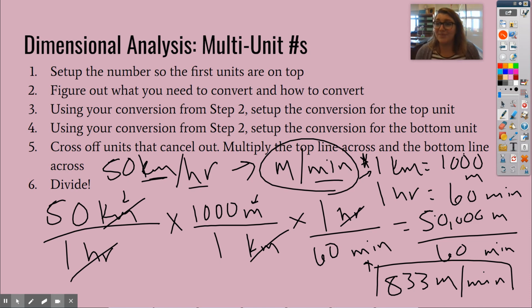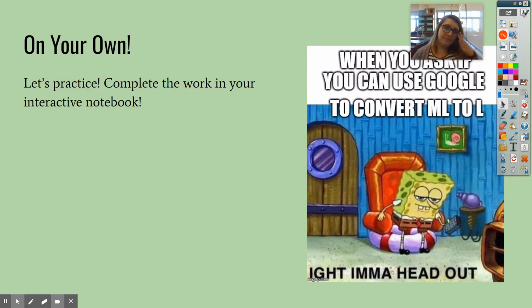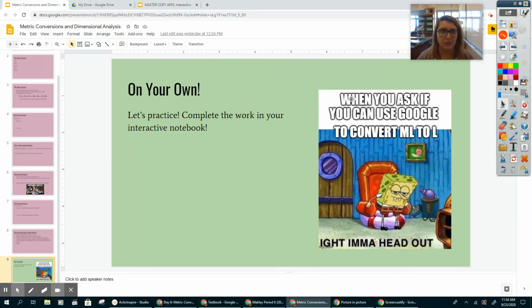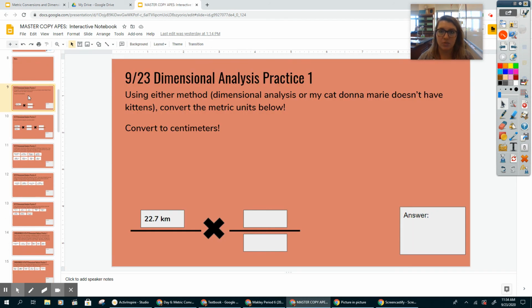All right, so that is dimensional analysis, a little more tricky, if you will. I'm going to clear all of this off. Feel free to rewatch all of that as much as you need to, all right? So I want you to complete your work in your interactive notebook. I'm going to briefly show you what I want you to do. You need to practice this. All you have to do is type your answers into the box here.